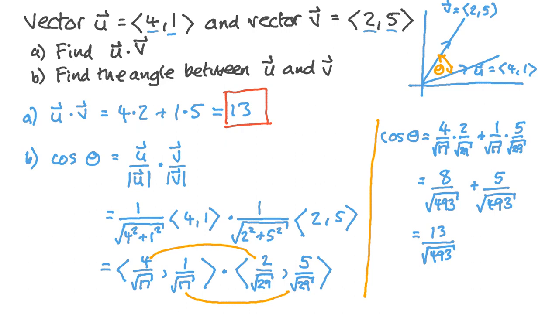So we now just need to do the cos inverse of that. So cos to the minus 1 of 13 over root 493, which is 54.2 to 1 decimal place.